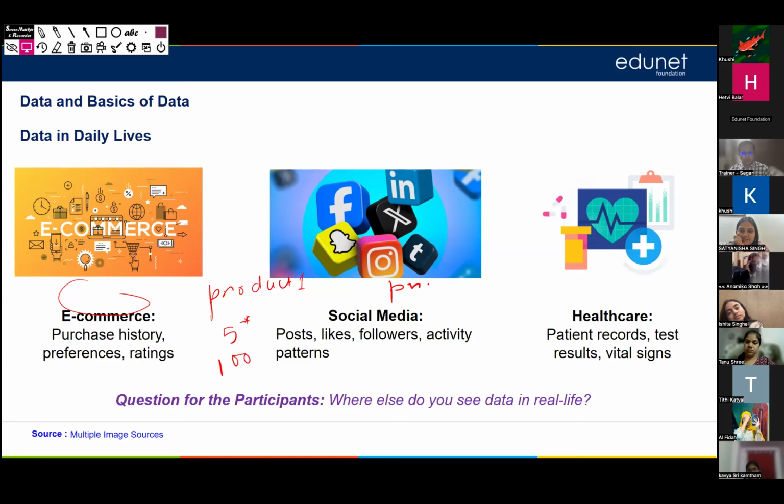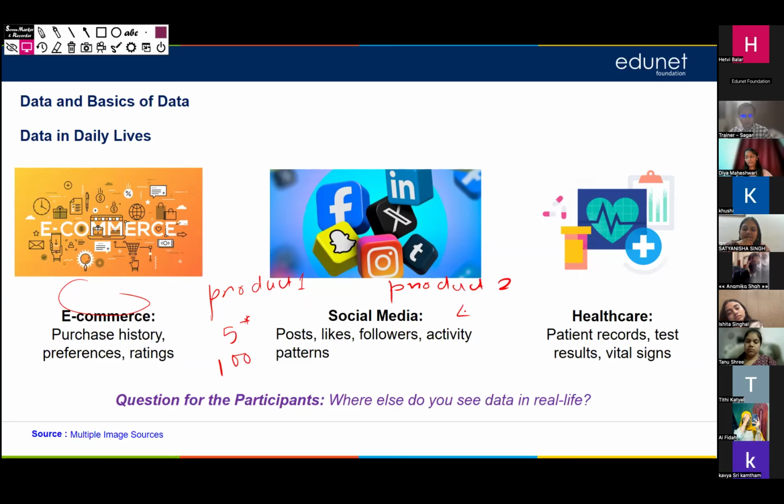Let's talk about a second product. 4.2 stars given by 5,000 people now. Now, will you buy this product? Yes or no? Yes, sir.